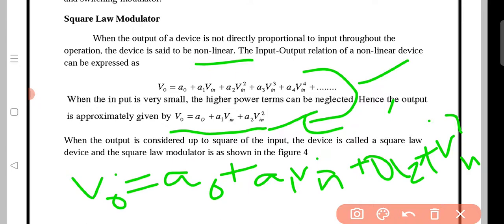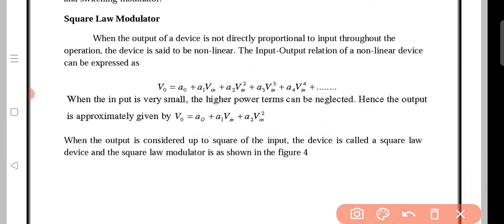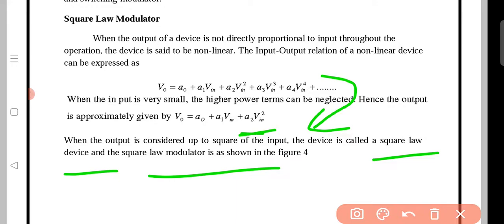So when the output is considered up to the square of the input, we use the input output relation of the non-linear device up to the square only. That's why this non-linear device is called a square law device, and this modulator is called a square law modulator.